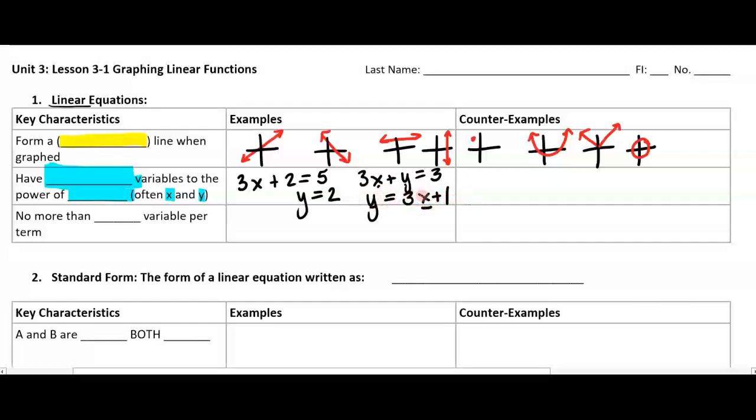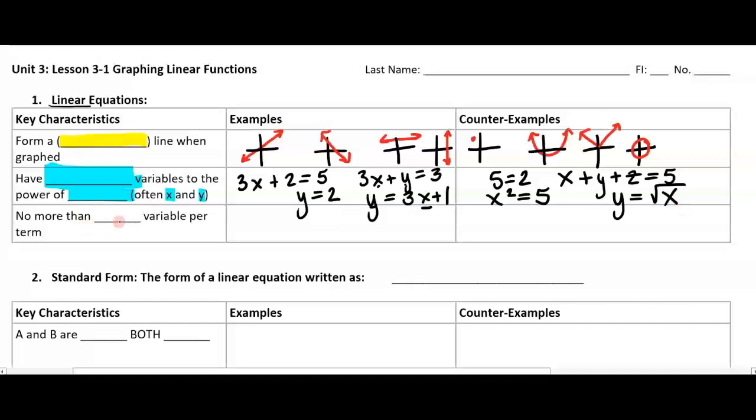All right. What are some things that would fail this test? Well, if I had no variables, like 5 equals 2, no variables is not a linear equation. If I had more than two variables, x plus y plus z equals 5 is not a linear equation, not for our purposes right now, because it has more than two variables. x squared equals 5 is not linear because a variable is being squared, or y equals the square root of x. That is not x to the first power, so that is not a linear equation.